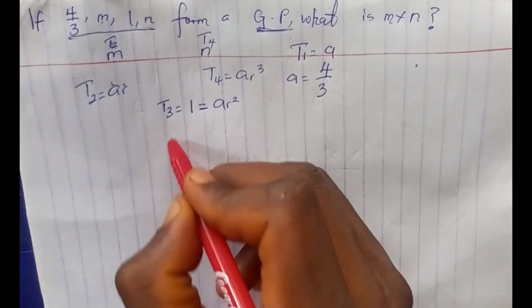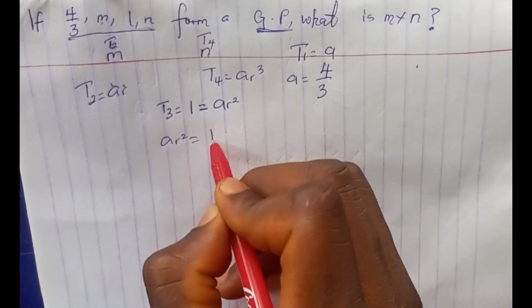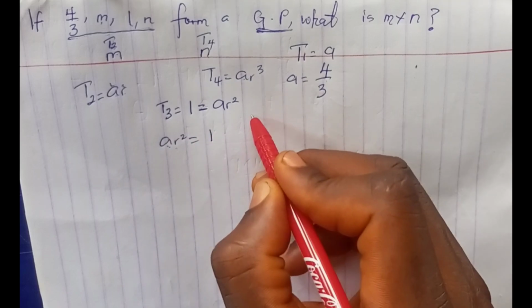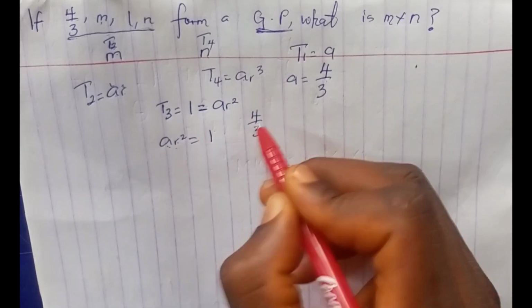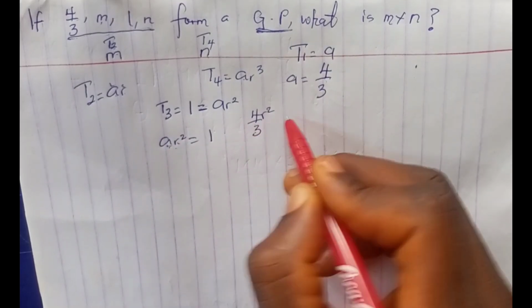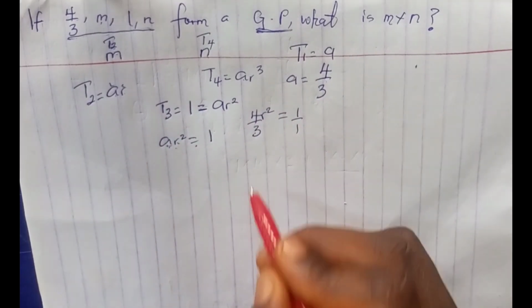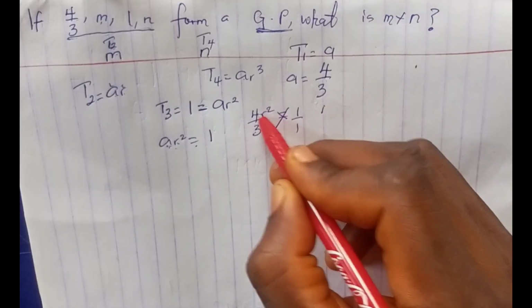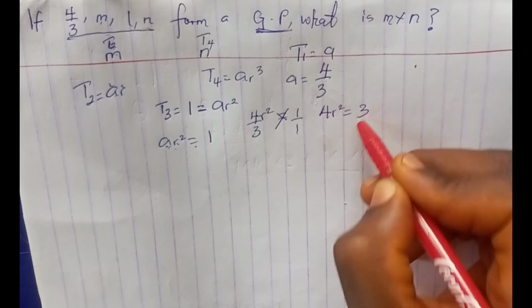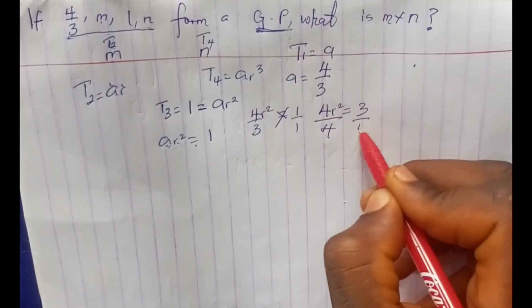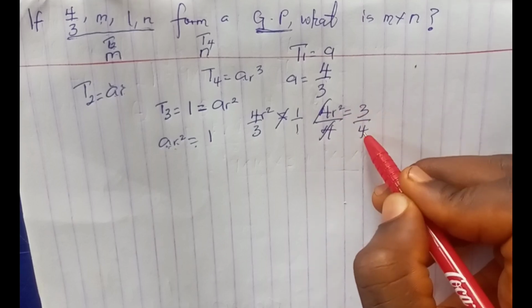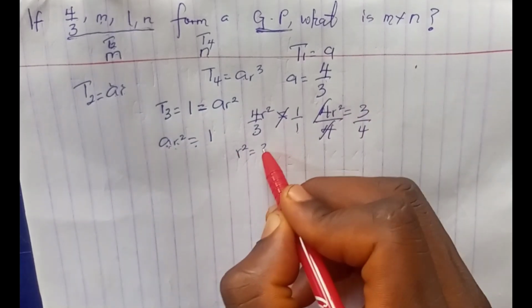Since I know that AR squared, that's T3, is given by 1, and I know the value of A, I can find the value of R here. So A is 4 over 3 times R squared, because I have AR squared, where A is 4 over 3, giving us 1. If I cross multiply, I have 4R squared equals 3 times 1, that's 3. Is that clear? So I'll divide both sides by 4, the 4s cancel. I have that r squared is 3 over 4.